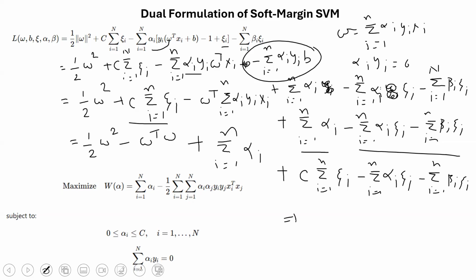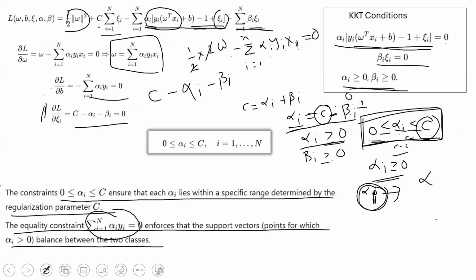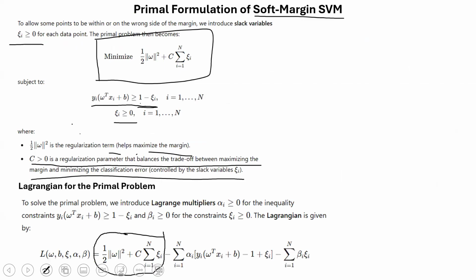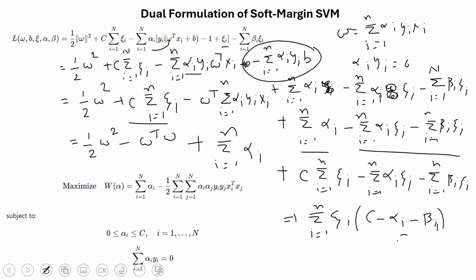Okay, so let's take that sigma I outside. Sigma I equal to 1 to n sigma I. That becomes C minus alpha I minus beta I. Okay, C minus alpha I minus beta I is equal to 0. So this whole term should go to 0.